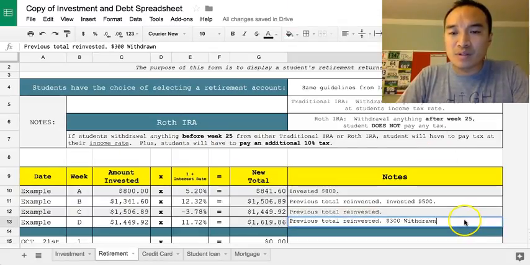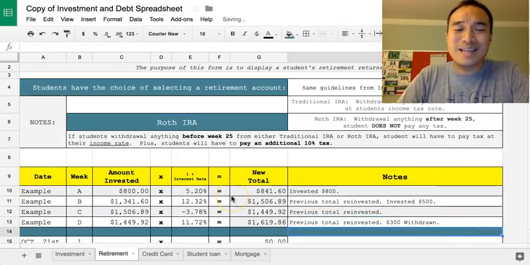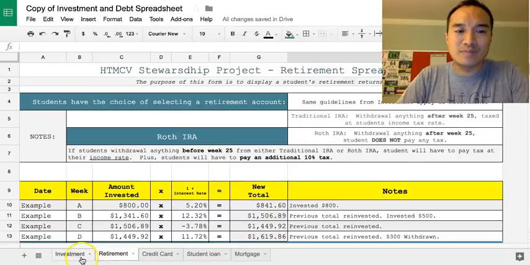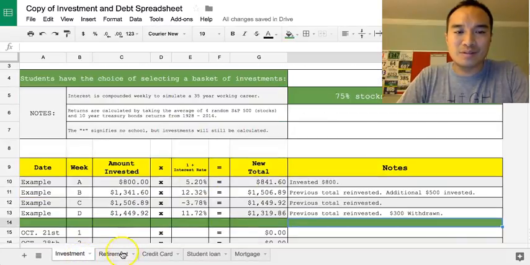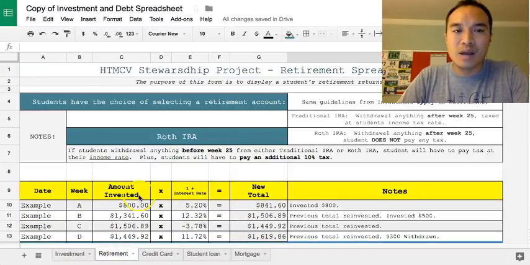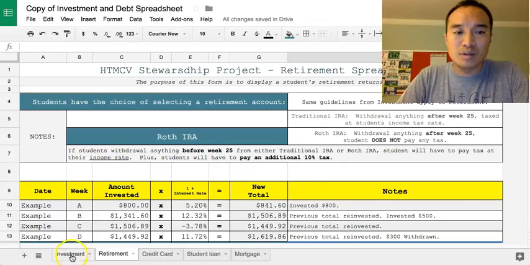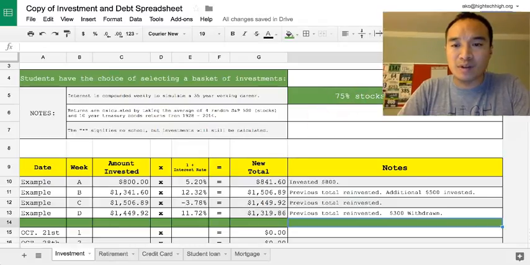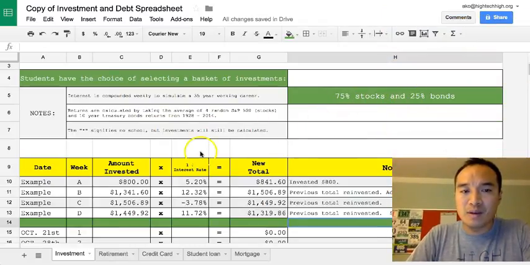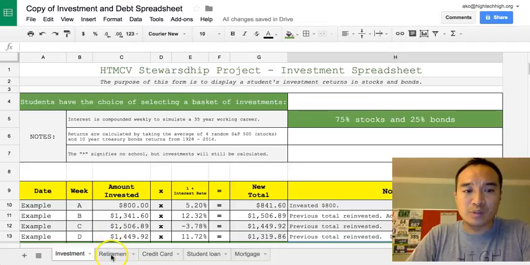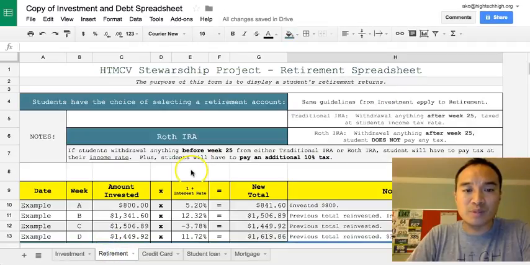Now, if you notice, this looked exactly like the investment. Pretty much this and that are the same. That's the case because we're using the same returns and the same basket of goods, if you will. So if they chose 75-25 for investment, that will also be their case for their retirement. So we can use the same interest rates.